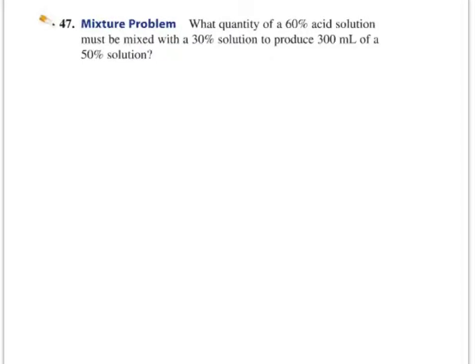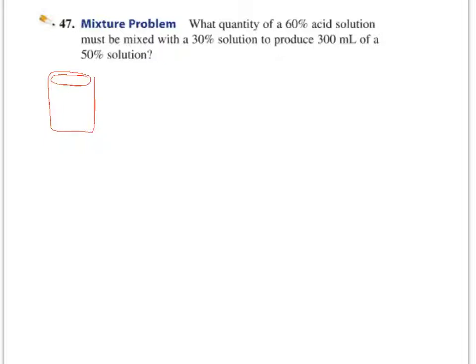So what quantity of a 60% solution must be mixed with a 30% solution to produce 300 milliliters of a 50% solution? It doesn't sound like you have very much information, but you actually have quite a bit of information in this problem. Let me show you what the information is that we have and how this problem is not really that difficult. First, we'll draw little pictures. I think you should always draw little pictures with these problems. Get out of your head, get onto your paper here.